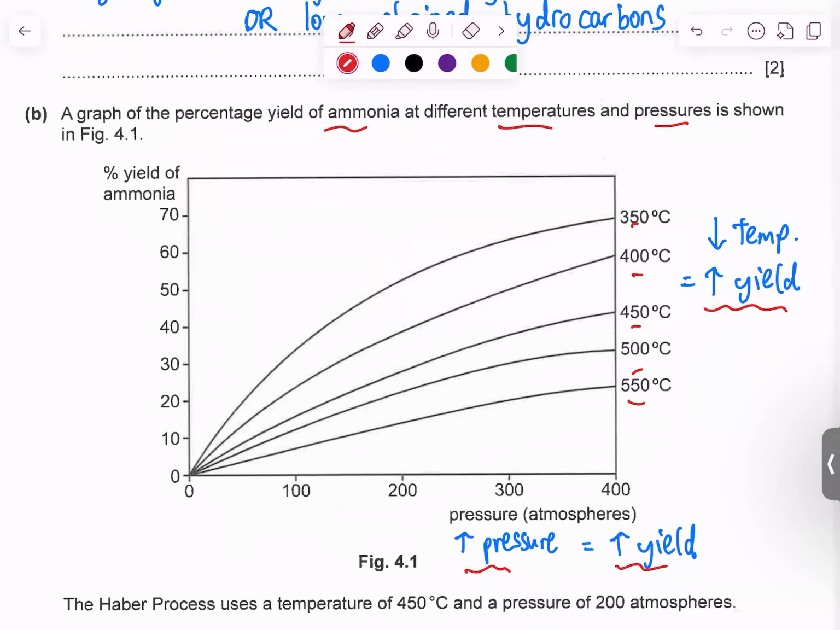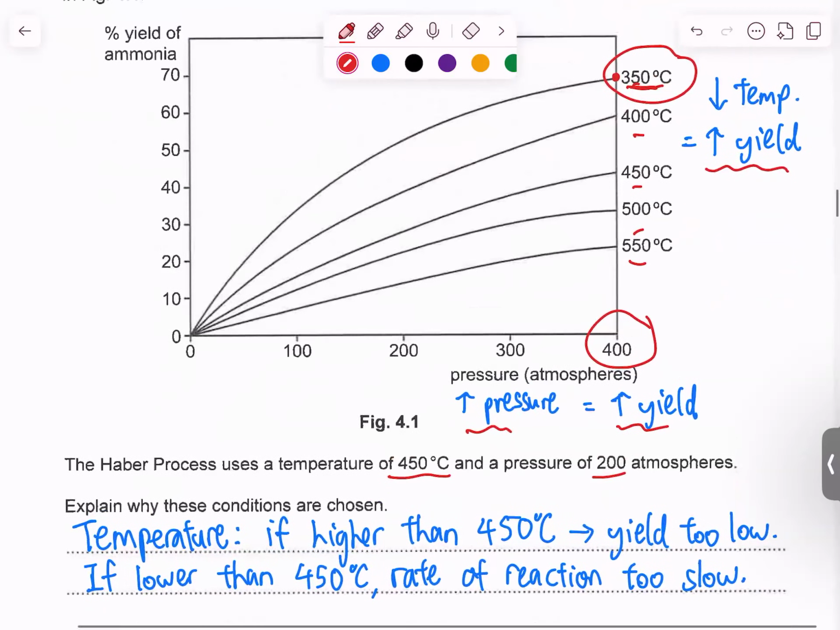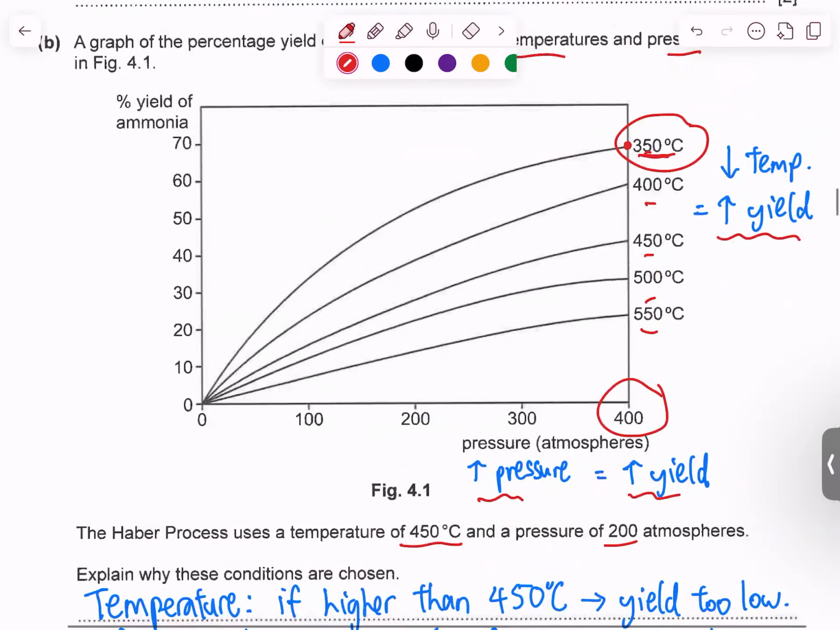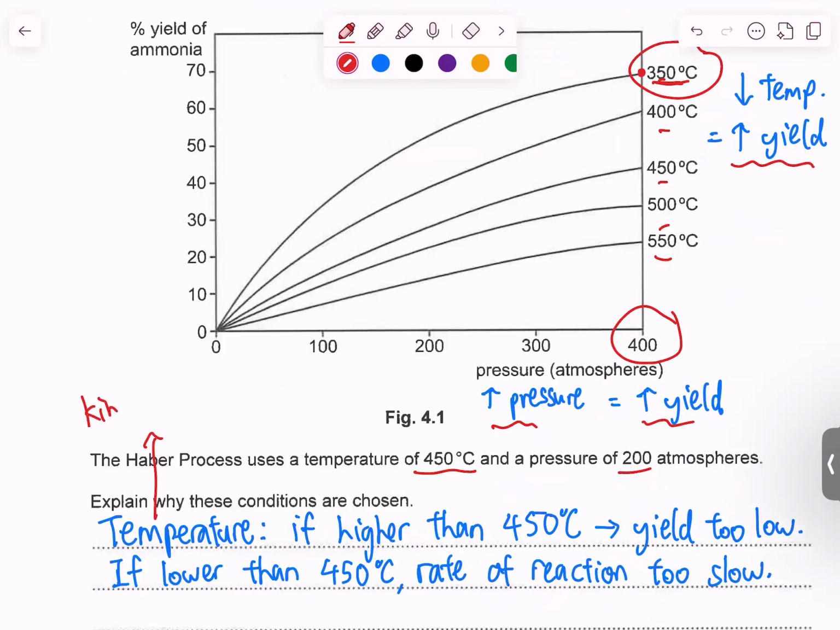Then by logic, you would think, why not just take 350 degrees and 400 atmospheres as my optimum conditions, since it gives me the maximum yield of ammonia? Why choose 450 and 200? Now, there's a caveat. When you put the temperature too low, what's going to happen? If the temperature is lower than 450 degrees Celsius, the rate of the reaction will be too slow. Why is it so? Because temperature is related to the kinetic energy of the particles. With lower kinetic energy, there is a lower frequency of effective collisions, and it will affect the rate. So there's no point having a reaction that's high yield but very slow. Economically, it's not very wise as well.